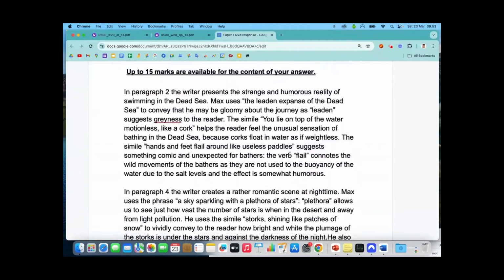So, in paragraph 2, the writer presents the strange and humorous reality of swimming in the Dead Sea. Max uses "the leaden expanse of the Dead Sea" to convey that he may be gloomy about the journey, as "leaden" suggests greyness to the reader. The simile "you lie on top of the water, motionless like a cork" helps the reader feel the unusual sensation of bathing in the Dead Sea because corks float in water as if weightless. The simile "hands and feet flail around like useless paddles" suggests something comic and unexpected for bathers. The verb "flail" connotes the wild movements of the bathers as they are not used to the buoyancy of the water due to the salt levels, and the effect is somewhat humorous.